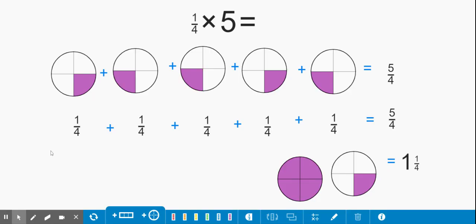So using repeated addition, that would be 1/4, I can see in my picture and in my number, plus 1/4 plus 1/4 plus 1/4 plus 1/4. That would give us 5/4, and 5/4 is equal to 1 1/4. So remember, when you're multiplying a whole number times a fraction, remember to use the strategy of repeated addition to solve the question.